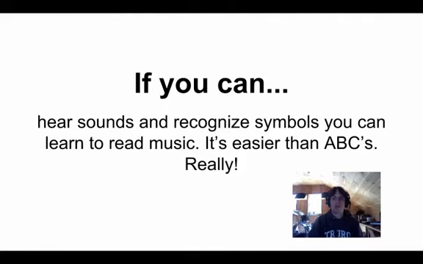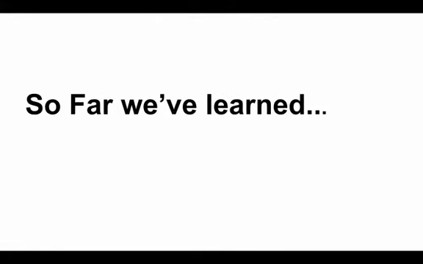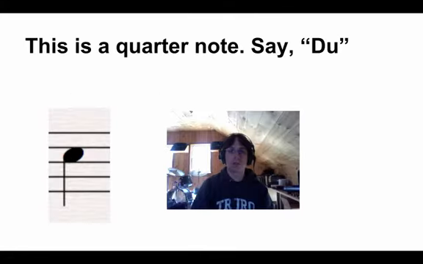If you can hear sounds and recognize symbols, you can learn to read music. It's easier than ABCs, really. So far, we've learned this is a quarter note. Say do. Here's 4 in a row. Do, do, do, do.